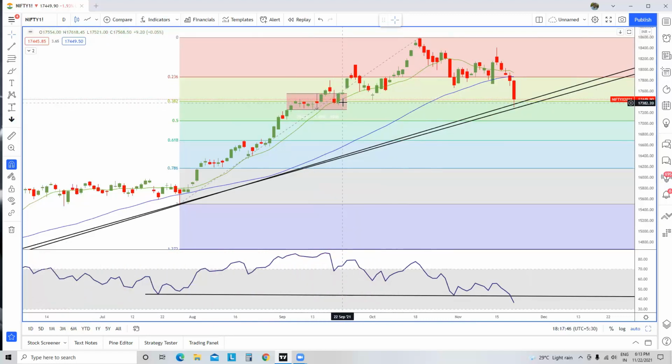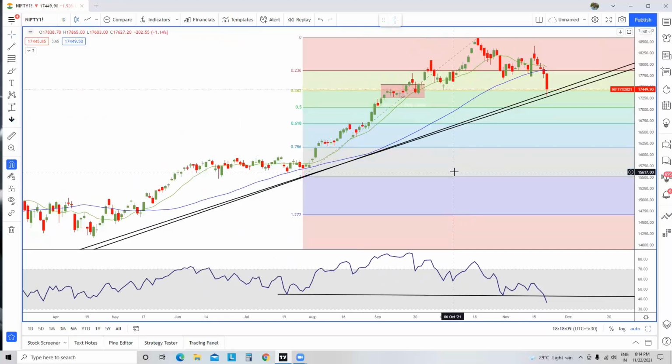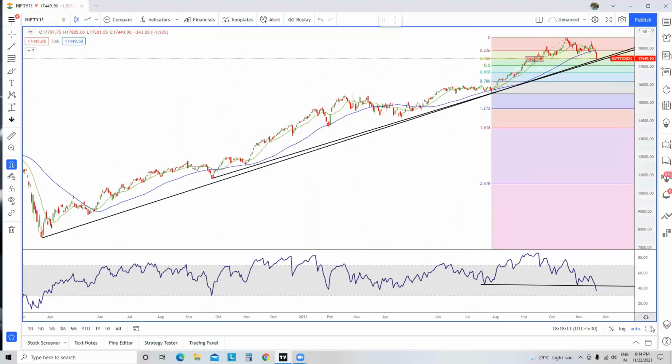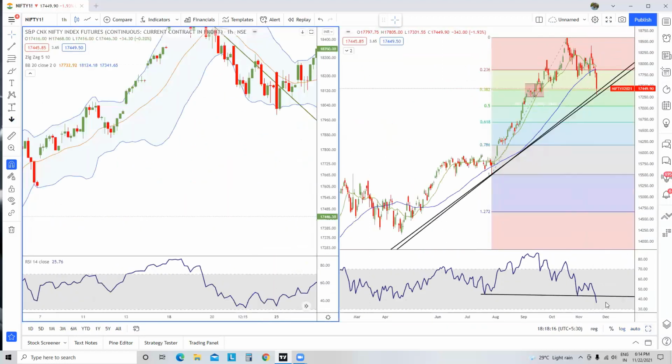So when candlesticks generally trade in a zigzag manner, along with the Fibonacci retracement, that particular zone becomes a very strong support. So we have a confluence of support for the Nifty futures due to the Fibonacci retracement, the candlestick cluster, and also the dual trend lines, which are holding on since 2020. Now let's check the lower time frame, which is the hourly chart.